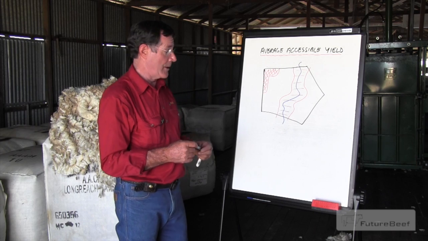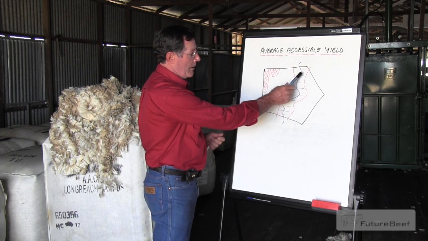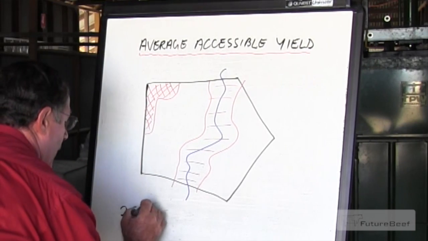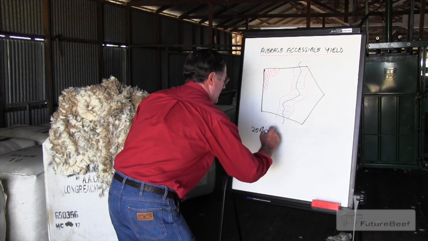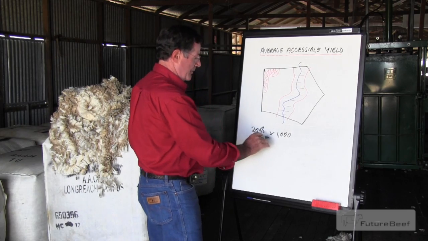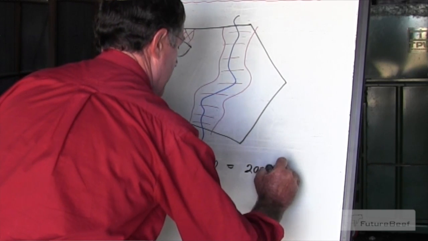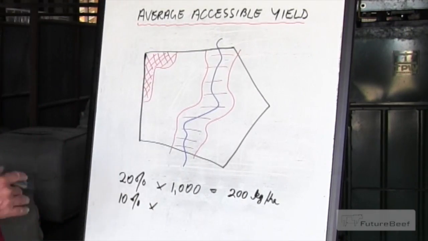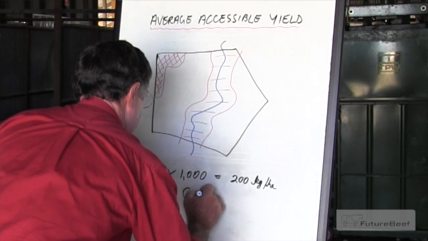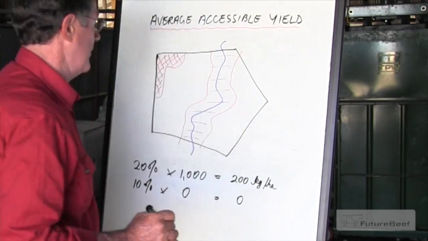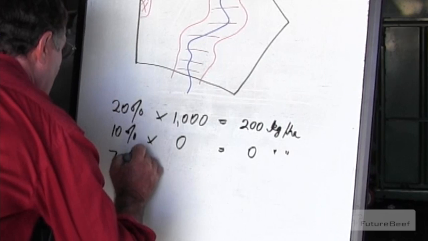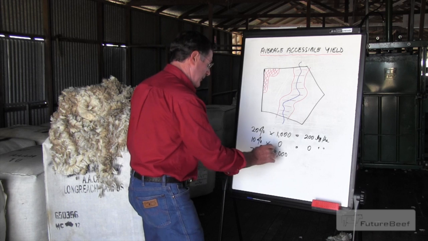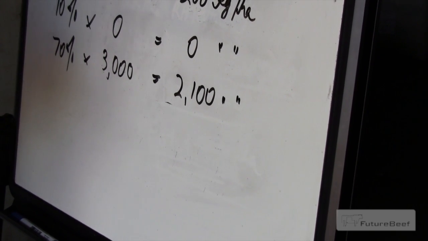It's pretty simple and it goes like this. So say this area of the paddock that's more heavily grazed is 20% of the paddock, and the yield there is actually 1,000 kilograms per hectare. So we multiply 1,000 by 20%, and that gives us 200 kilograms per hectare. This part of the paddock is actually 10% of the paddock, and the yield up there is zero because cattle can't access that part of the paddock. So 10% by zero equals 0 kilograms per hectare. The remainder of the paddock comes to 70%, and the yield in the remainder of the paddock is 3,000 kilograms per hectare. So when we multiply that out, we get 2,100 kilograms per hectare.